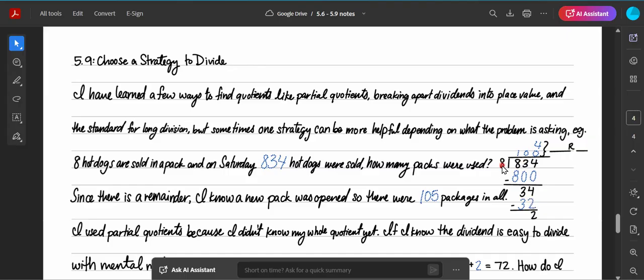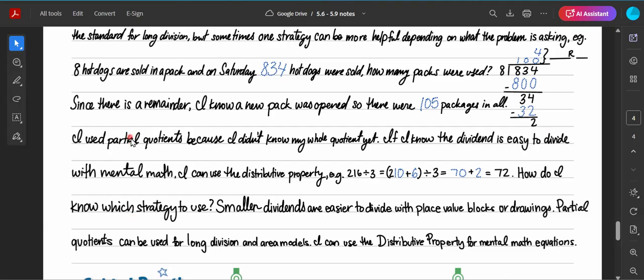Then we had 8 times 4, which gave us 32. And so now, when we subtracted it, we had 34 take away 32, which gave us 2 as a remainder. So now we have 104 with a remainder of 2. Since there is a remainder, I know a new pack was opened, so there were 105 packages in all. I used partial quotients because I didn't know the whole quotient yet.